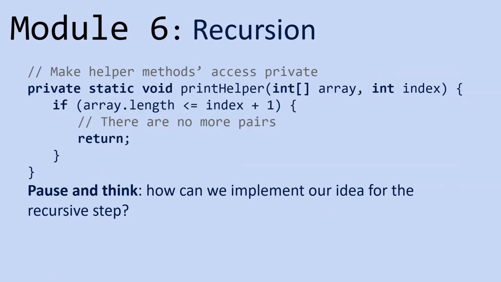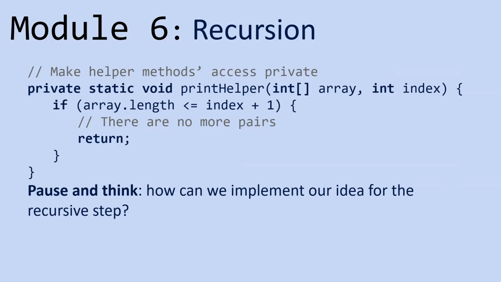And so I've also provided our base case. So if array.length is less than index plus one. And the reason this is the case is, basically, let's say we just printed the last pair. Well, when we print the last pair, index would have to be array.length minus two, right? Because we'd be printing the second to last index and also the last index, which would be array.length minus one, right?